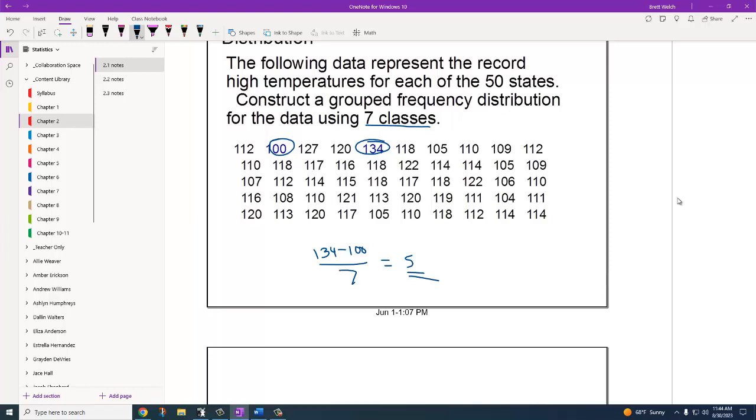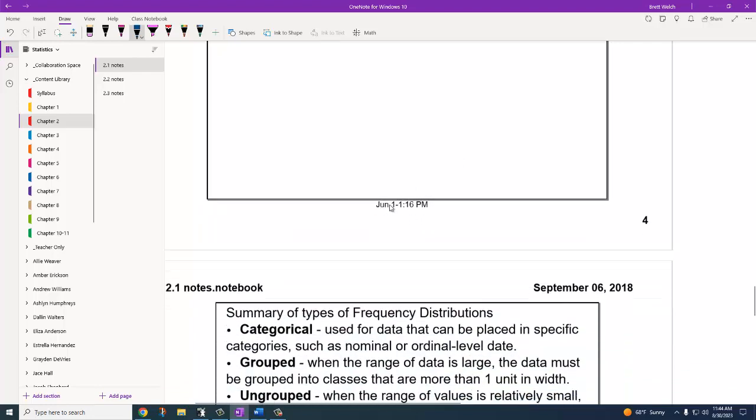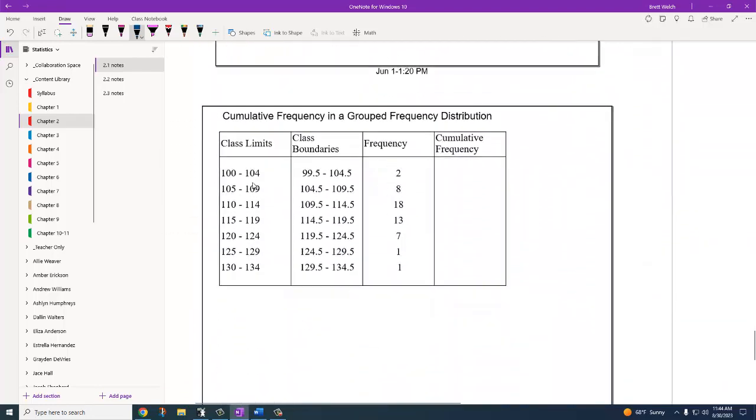Let's talk about how we use the class width to create our groups. Okay. Now, we could build this from scratch, but what we're actually going to do is come down and look at the class limits that they've built for us. This is what our frequency distribution should look like. In a grouped frequency distribution, we have a few things we have to add, or can add. Class limits, we would start at the lowest number, which was 100. Now, our width was supposed to be 5, right? And so you might look at it and say, but Mr. Welch, we're only going to 104.